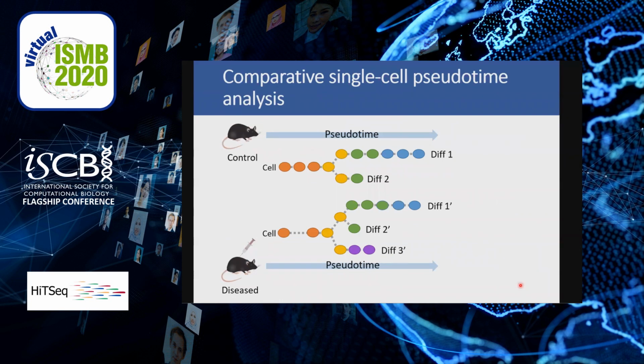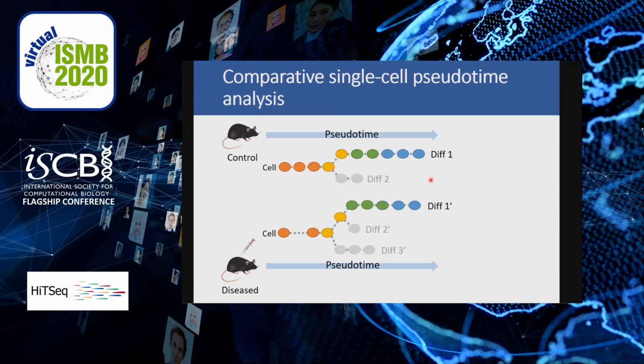Next, assume that we have two mice. One is a control and the other is a diseased model. Here you can see a cell state trajectory of each mouse, which shows two or more differentiation pathways.